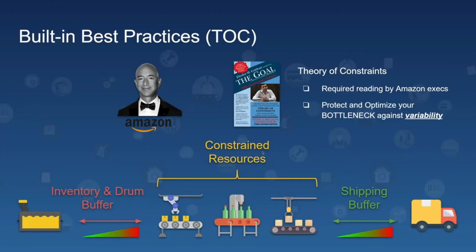So how does Plan Together do this? Well, there's two main kinds of controls that we have in the system. One I call theory of constraints. Most of you have heard of it. Eli Goldratt wrote The Goal, basically a story about the theory of constraints, which is protecting and optimizing your bottleneck against variability. Nothing matters more than your bottleneck.